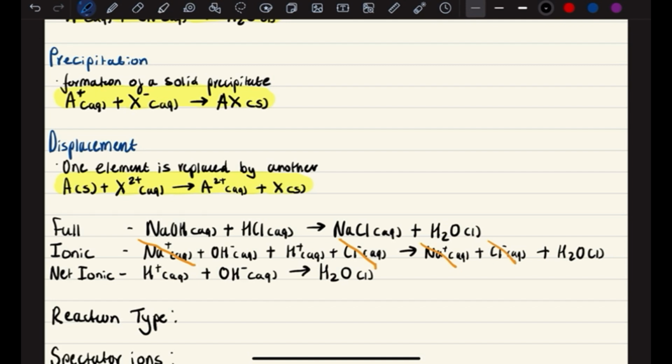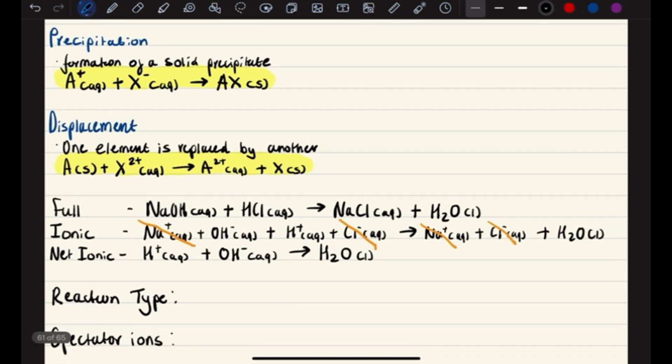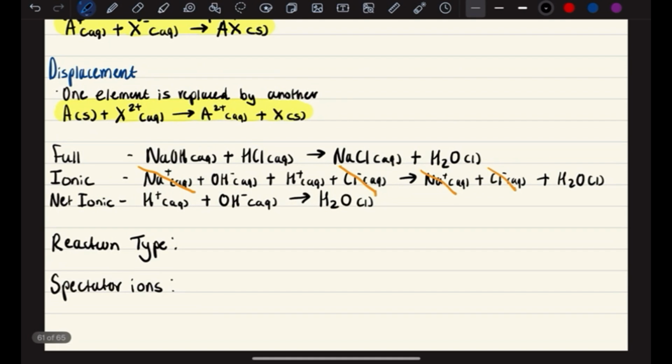So the A is by itself, it's replaced X, which was in an ionic form, meaning it must have been in a compound, right? And you can see on the right-hand side the products that's swapped over. Now, I've just done this example of an ionic equation. So you have the full equation: sodium hydroxide plus hydrochloric acid goes to sodium chloride plus water. Now, if we draw our ionic equation, we had sodium ion plus hydroxide ion plus the proton plus the chloride ion.